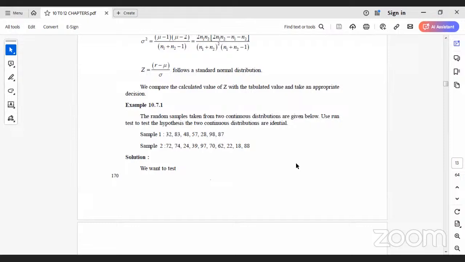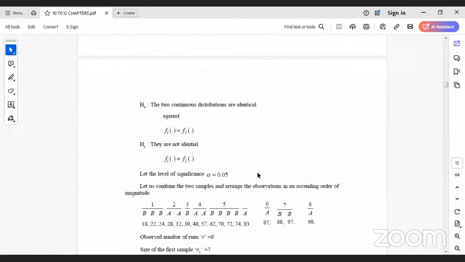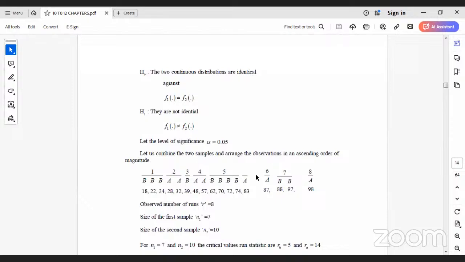98. Ascending order: 18, 18, 22, 24, 28, 32, 39, 48, 57, 62, 70, 72, 74, 83, 87, 88, 97, 98. These are the values, read them out. Very good.